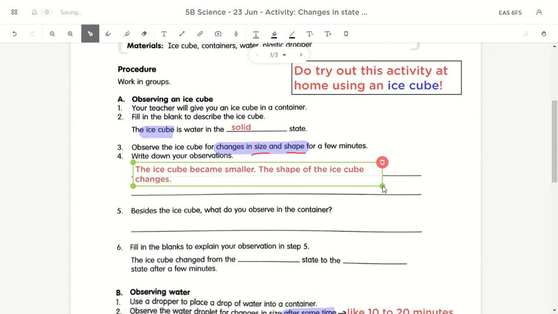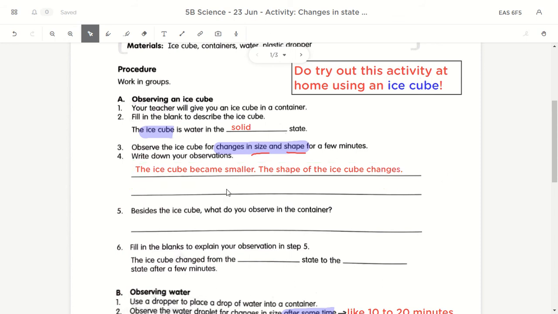Okay, let's make it big. So you realize that if you have done the experiment, the ice cube actually becomes smaller. The shape of the ice cube also changes, and this process is what we call melting. This is the first process you learned yesterday. The process is called melting. Some of you tell me, yeah, the ice melts.